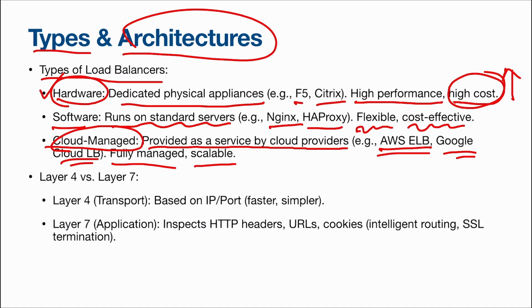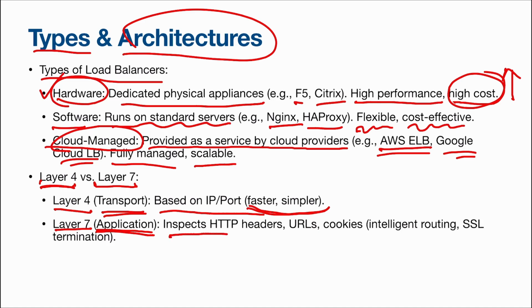And in terms of where the load balancer is implemented, we can differentiate between layer 4 and layer 7. Layer 4 is relatively low level, which is the transport level, and this is based on IP and port, and this is faster or simpler. Whereas layer 7 is implemented at the application level, and because it is implemented at the application level, we can do a lot more with this type of load balancing.